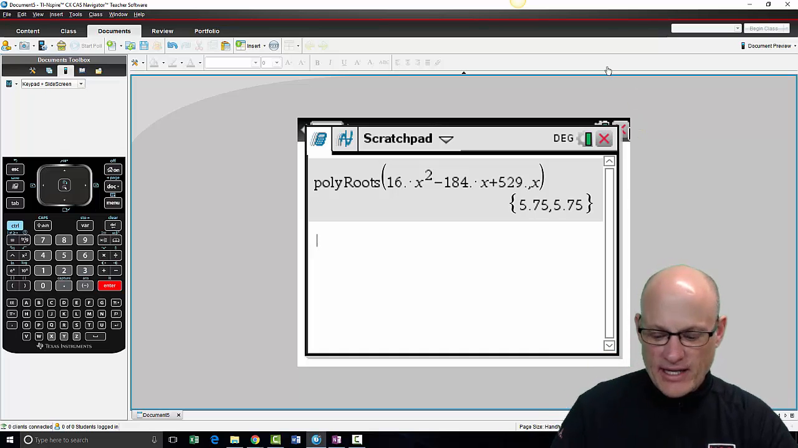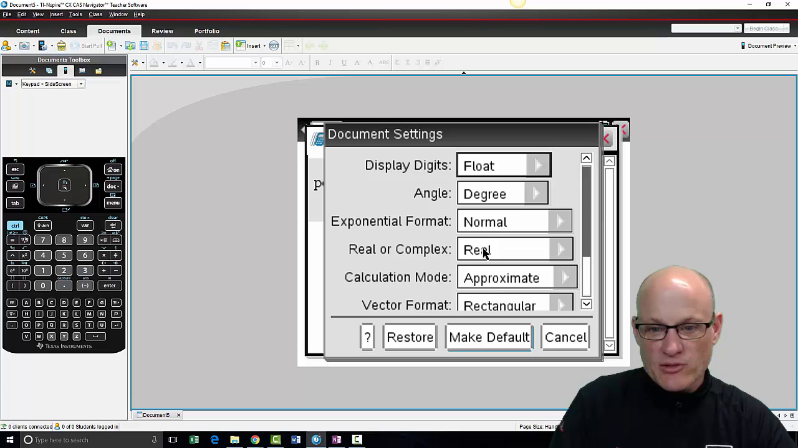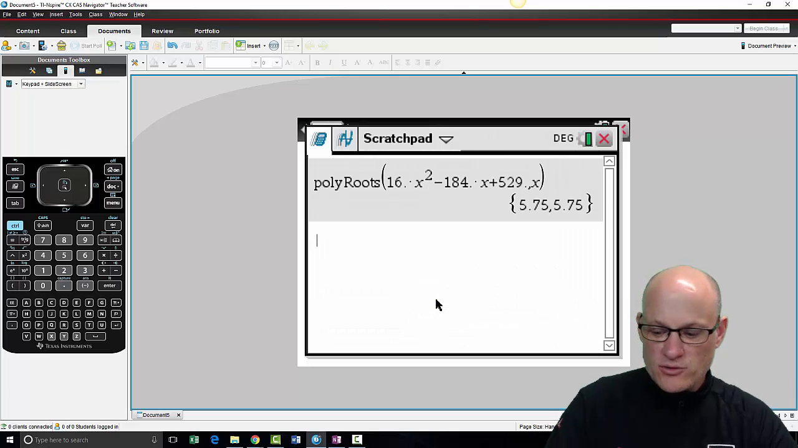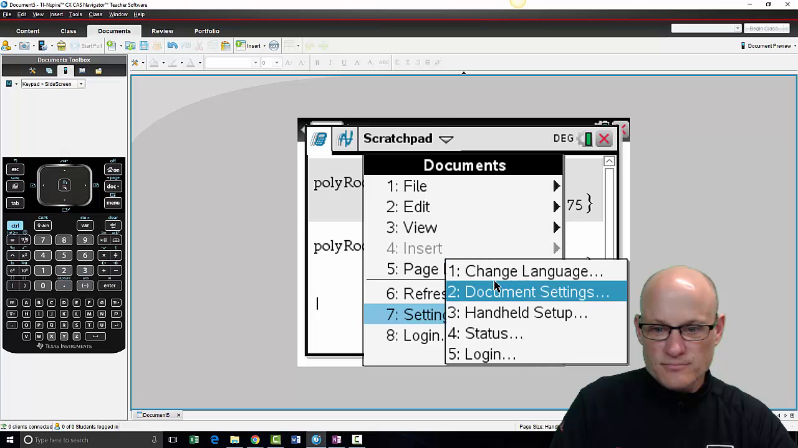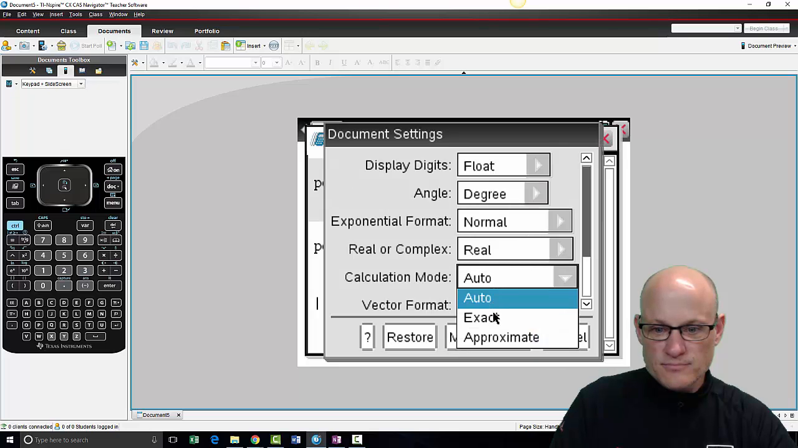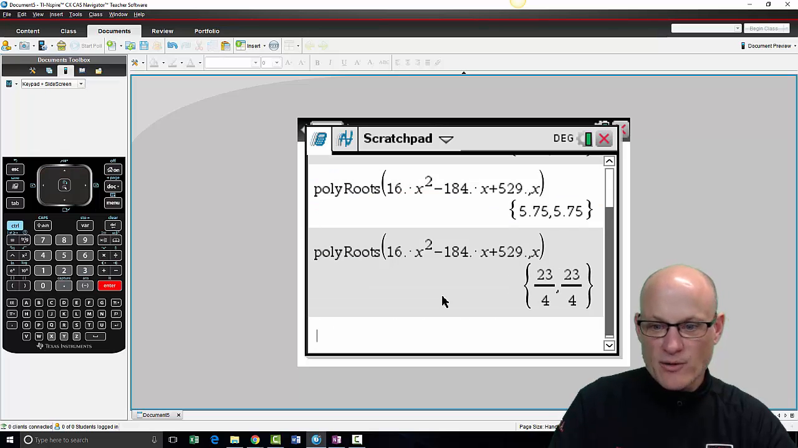I don't like the way that gave me those answers. I wish it would give it to me as fractions, which is even better. So let's go into settings, document settings, change this to auto. Try this again. Nope. Let's change it to exact. There we go. 23 over 4, 23 over 4. Are you kidding me?